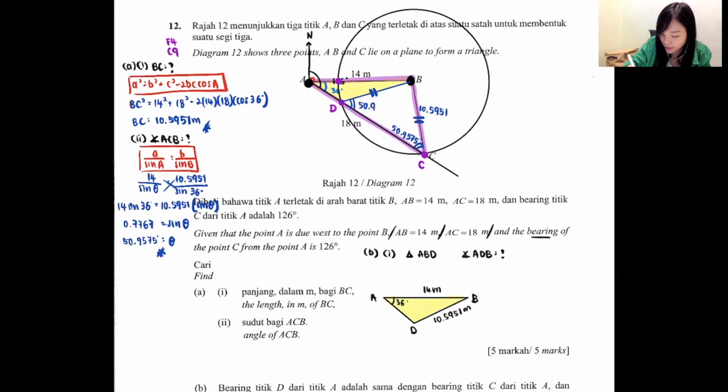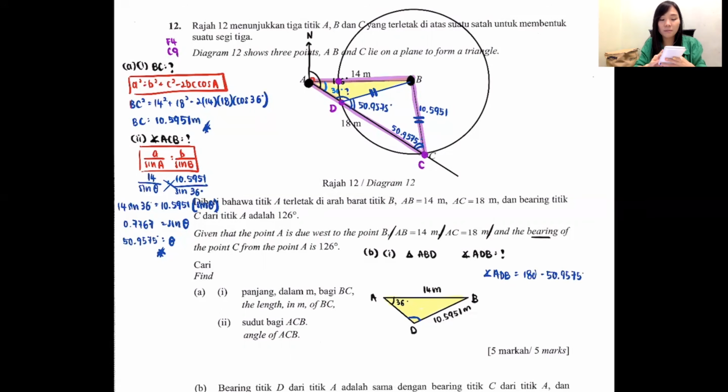So 50.9575. And now they want to find the bottom one. Do you realize the yellow color bottom one is exactly this part? Very hard, man? No. Because you know a straight line is always what? 180 degrees. So 180 minus the 50.9575 degrees. Easily you guys will get this top part here.